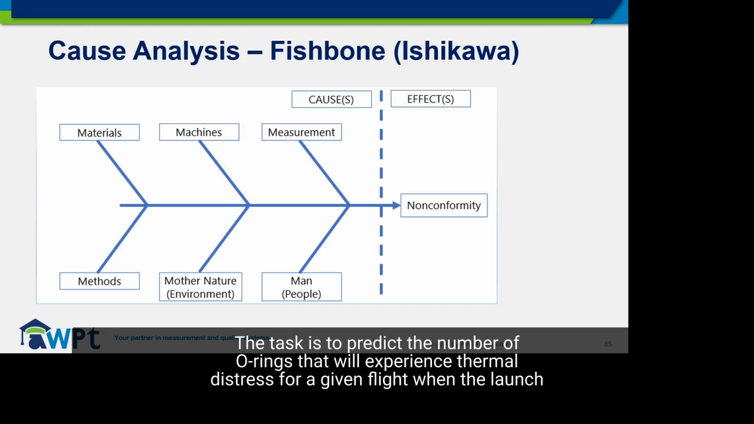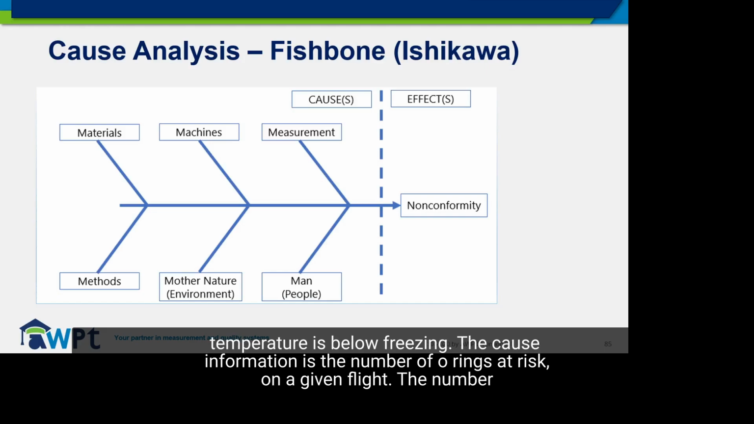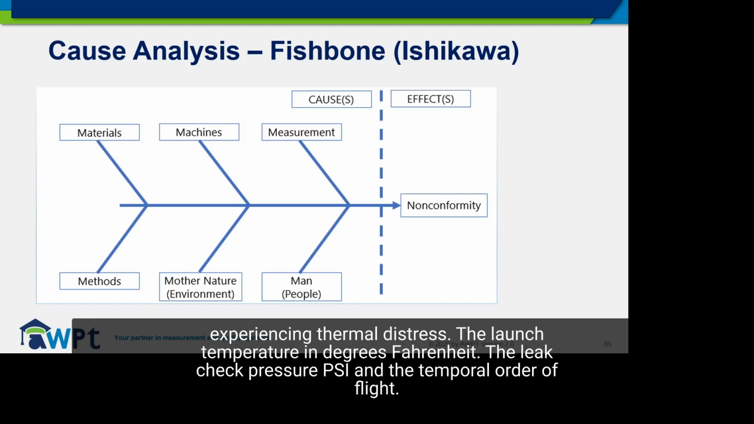The task is to predict the number of O-rings that will experience thermal distress for a given flight when the launch temperature is below freezing. The cause information is the number of O-rings at risk on a given flight, the number experiencing thermal distress, the launch temperature in degrees Fahrenheit, the leak check pressure in PSI, and the temporal order of flight.